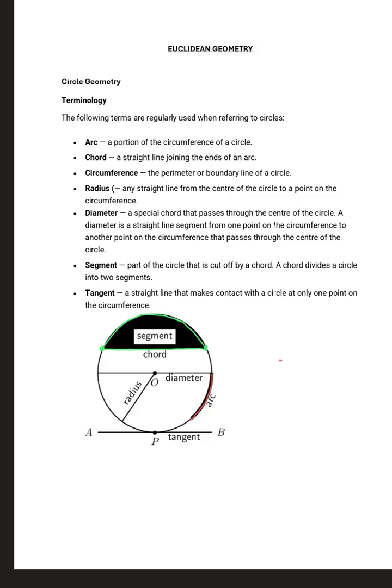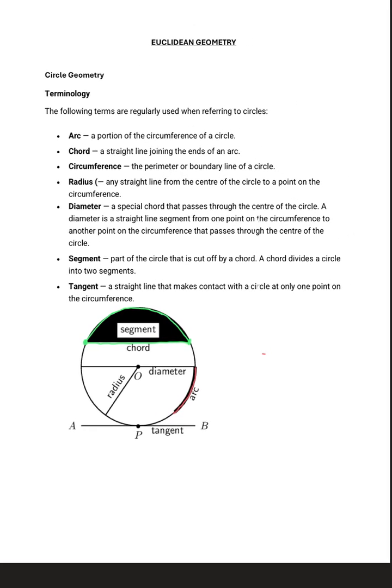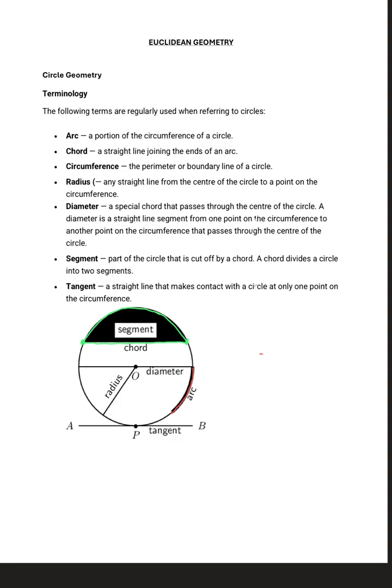And then we have the diameter. The diameter is a special chord that passes through the center of the circle. And the diameter is a straight line segment from one point on the circumference to another point on the circumference that passes through the center of the circle. And a diameter divides the circle into two equal parts.